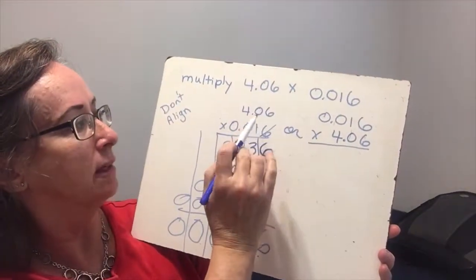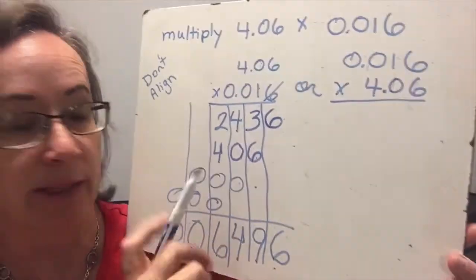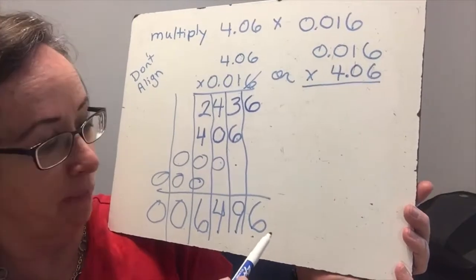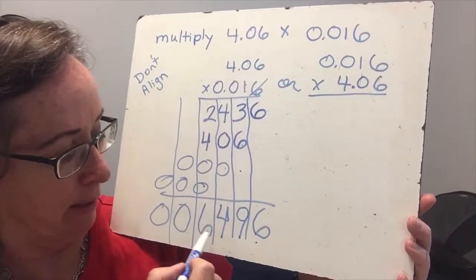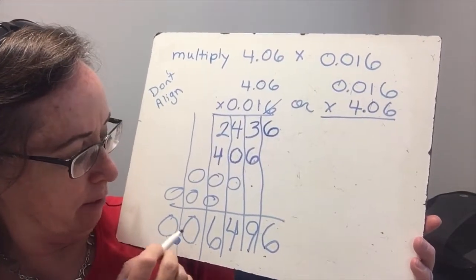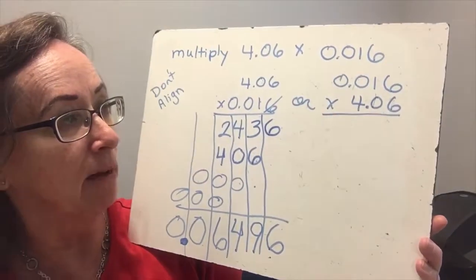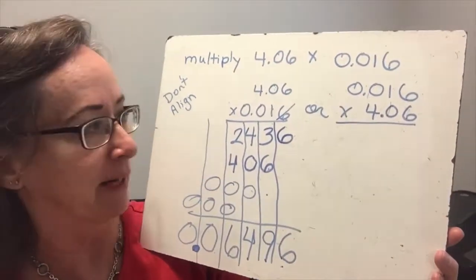So we've got 1, 2, 3, 4, 5 decimal places. Remember, we count the decimal places, and then we go from the right. 1, 2, 3, 4, 5. So our answer should be 0.06496. Okay, so now let's do it this way and see if we get the same answer.